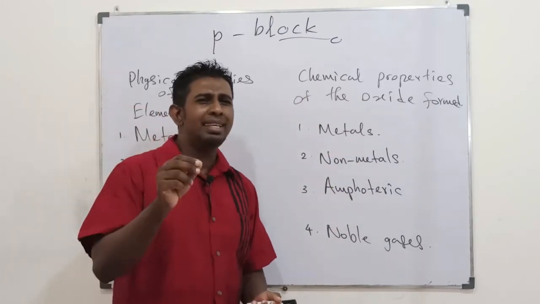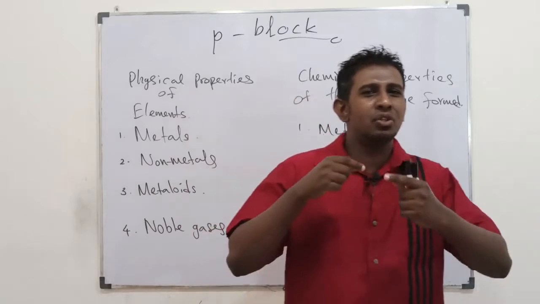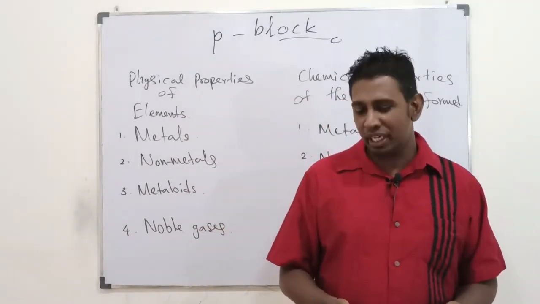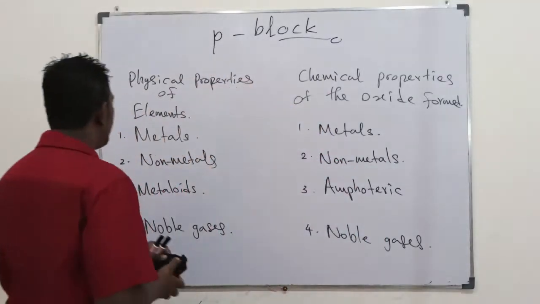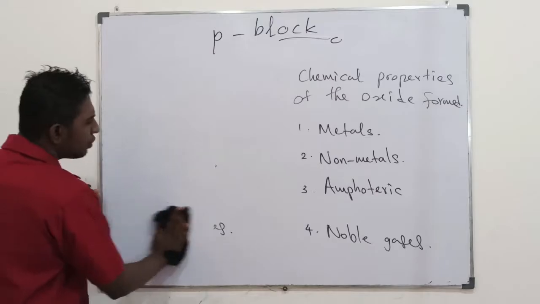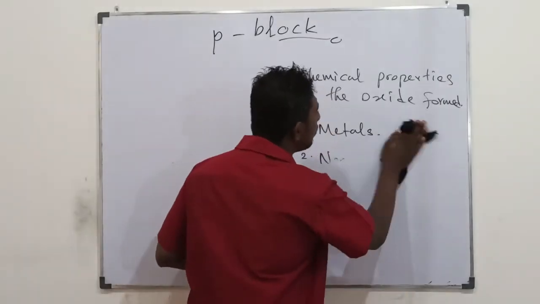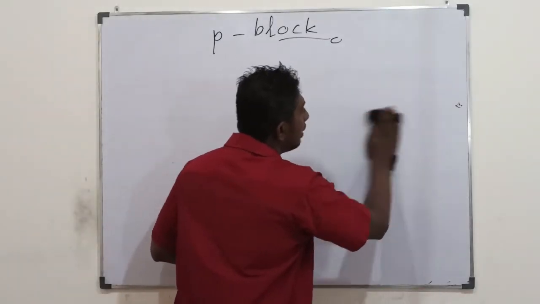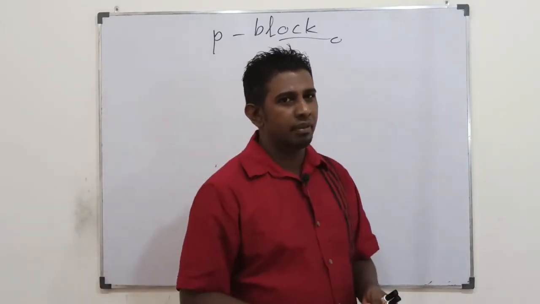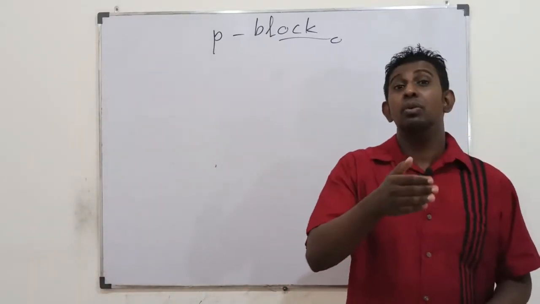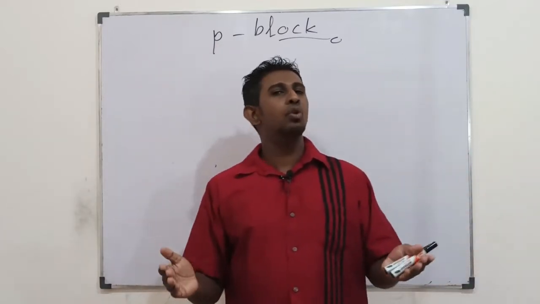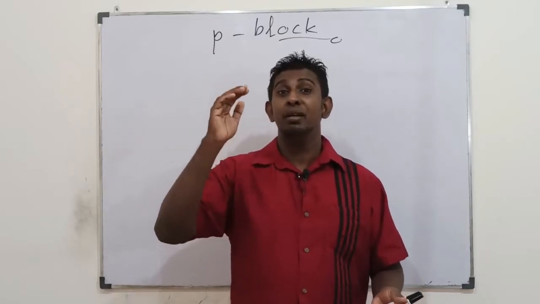Okay, then having that in your mind, let's go through the P block that you find in the periodic table. Now I'm about to give you those P block elements. Students, in the P block you have groups 13 to 18: 13, 14, 15, 16, 17, 18. All these groups belong to the P block.